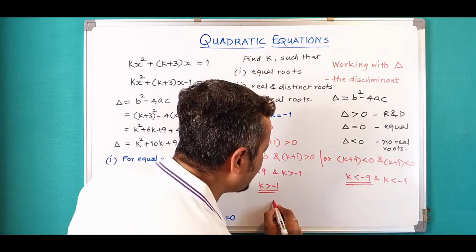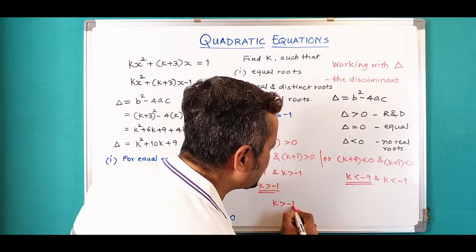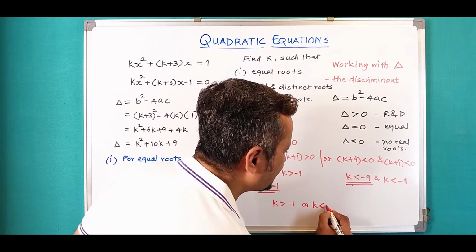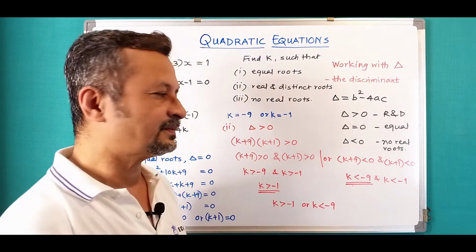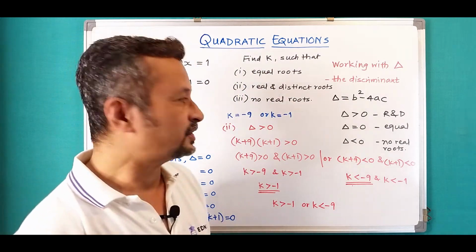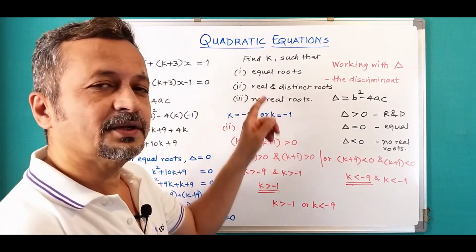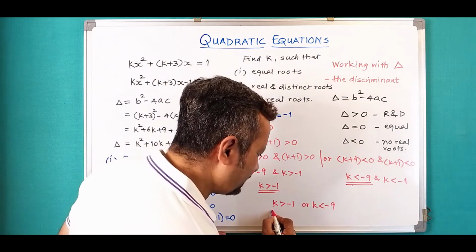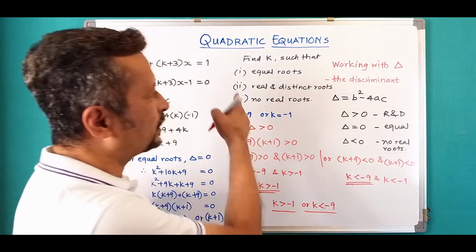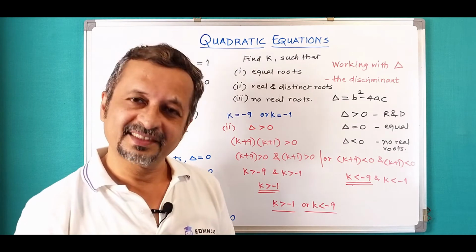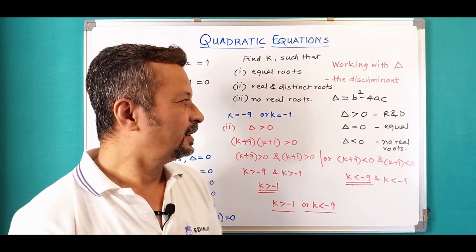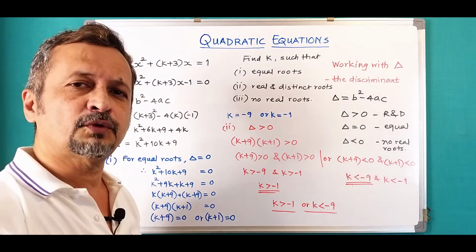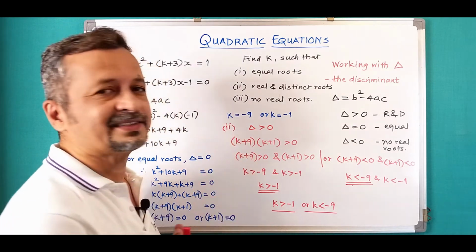So my k should be greater than minus 1 or k should be less than minus 9. This is the condition for this second result, real and distinct. So if you have these values, then your roots will be real and distinct, right? Now the third condition, no real roots. Now for no real roots, what do you want? My delta should be less than 0.